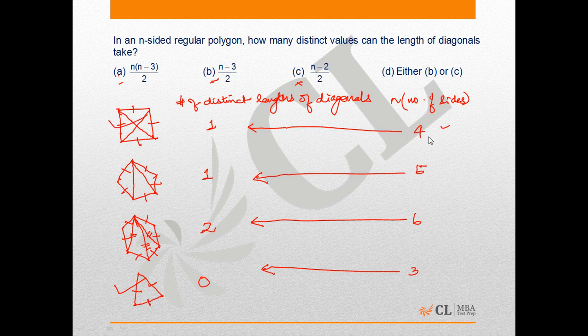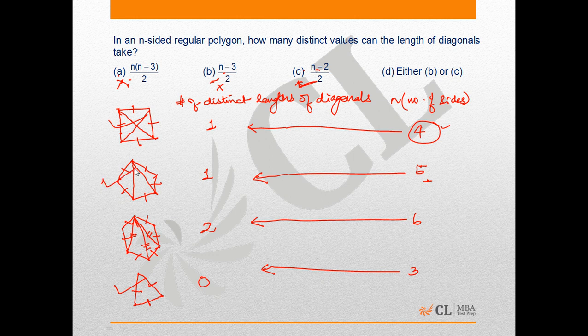Let's talk about the square. If it is 4, we should get the answer as 1. Putting n equal to 4 in the first one, A doesn't give us an answer. Putting n equal to 4 in this, we get half as the answer, which is not possible. Putting n equal to 4, we get C equal to 1. So this is possible.